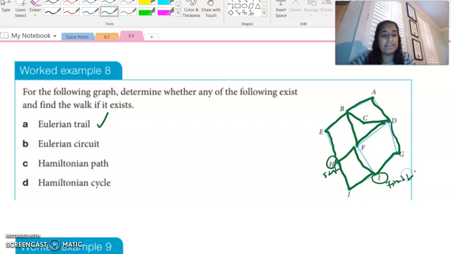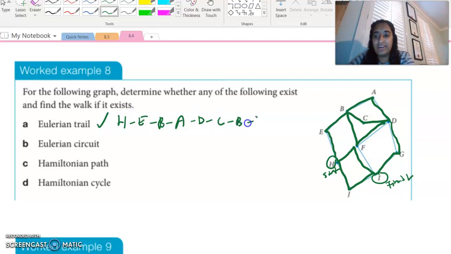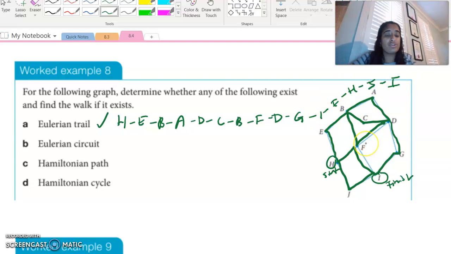So in this instance, that is the Eulerian trail. So that path that we just wrote out, you can write it out as well. You could be like H to E to B to A, D, C, B, F, D. So remember G, I, F, H, J, and I. So you can go back to the same vertex if you need to. You just can't cross the same path twice.